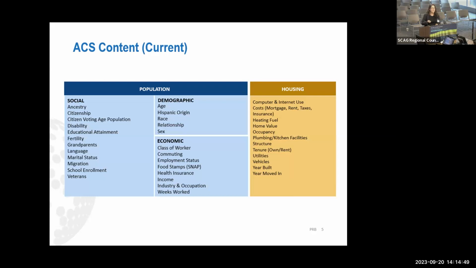In economic characteristics, they think of it as class of worker, whether you are in the labor force or not in the labor force, commute patterns, health insurance, and industry and occupation. And then on the housing side, computer and internet use, costs, and lots of different types of costs, what type of heating fuel you use, how many vehicles are in the household, what year the structure was built, and when the household moved in. So you can think with these topics how many different questions we can answer with this survey.